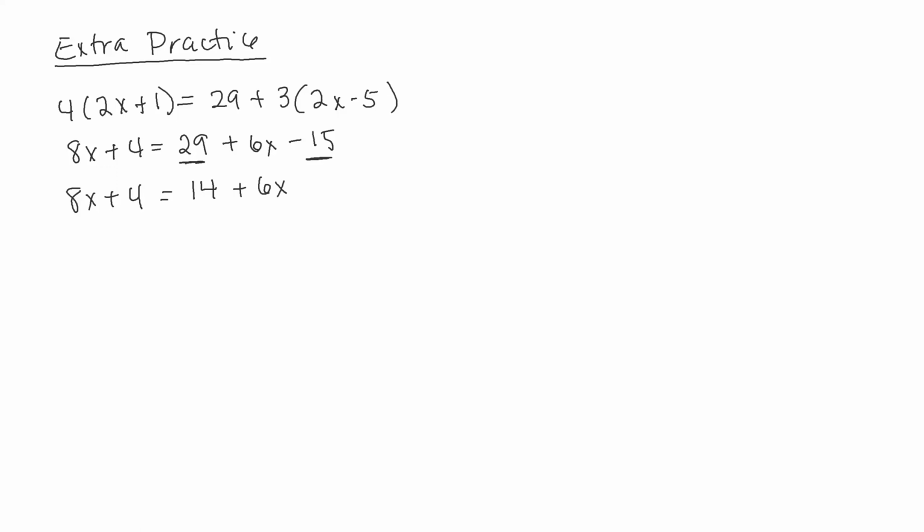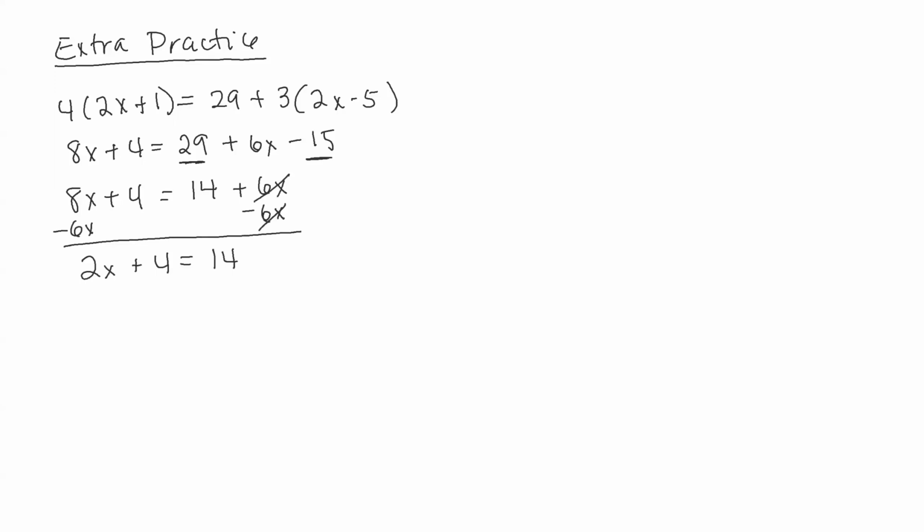Okay, so I've combined the 29 and the -15. What I want to do now is get all of the variables on one side of the equation. I like to move my variables to the left, so I'm going to move the plus 6x to the left. I do that by subtracting. And remember, if you do it to the right, you got to do it to the left. So simplifying, 8x minus 6x is 2x. So I have 2x plus 4 equals 14. And then 6x minus 6x is just 0. 14 plus 0 is just 14.